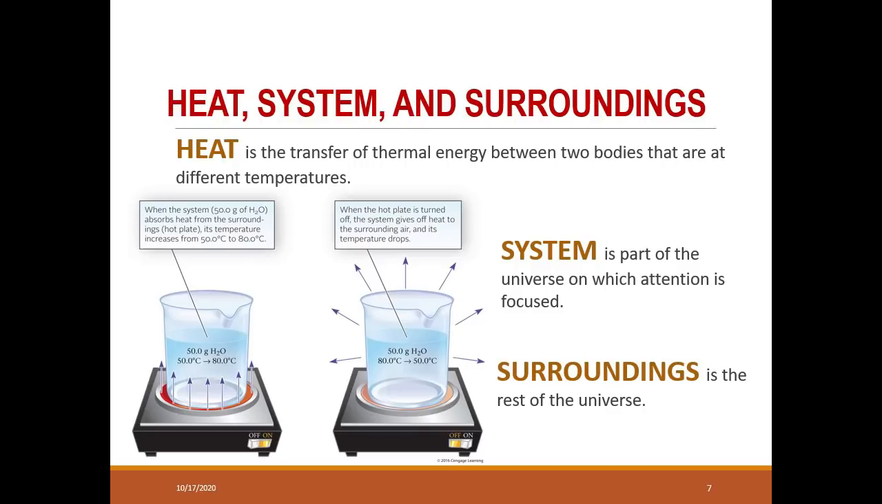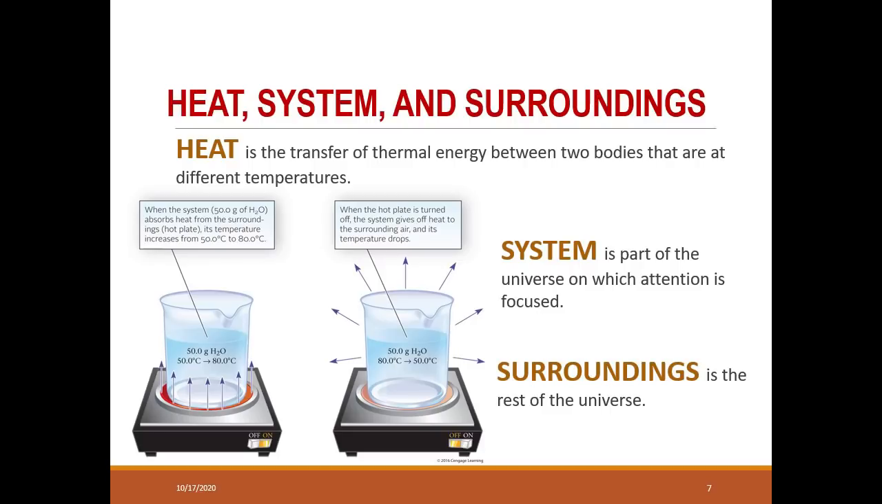The system here is a sample of water in contact with a hot plate. The surroundings here are the hot plate, the beaker holding the water sample, and the air around it. In a chemical reaction, the reactants and products are considered to be the system. And the surroundings include the container in which the reaction takes place, and the air or other material in thermal contact with the reaction system.